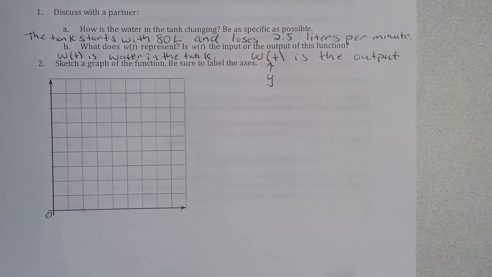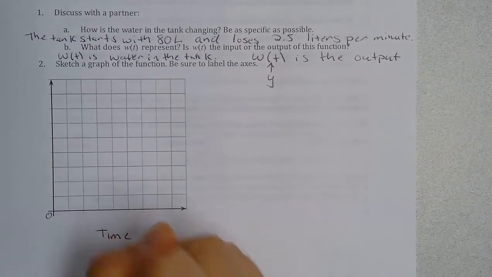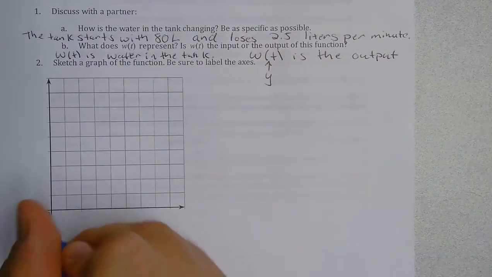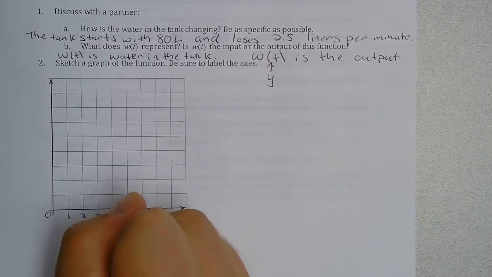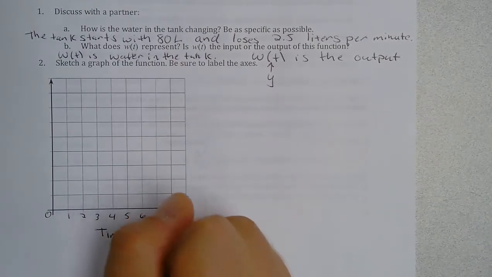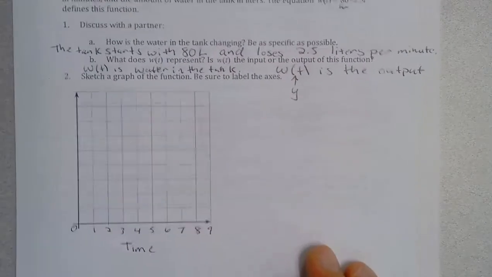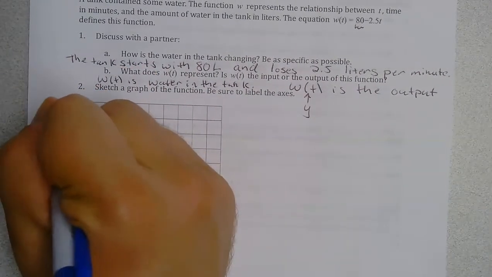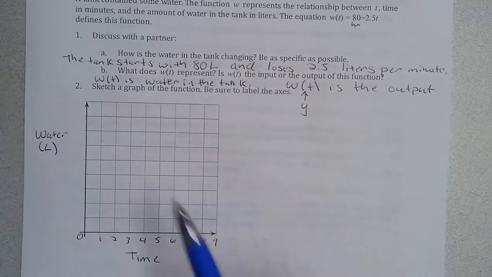So if I'm going to sketch a graph of this function, our input is time, so that goes on the x-axis. And we're going to put minutes, so I'm going to put that counting from 1. So there's 0, 1, 2, 3, 4, 5, 6, 7, 8, and we'll put 9. Now on here, this is the amount of water in liters. And we start with 80.